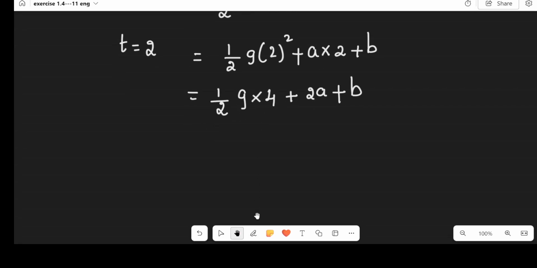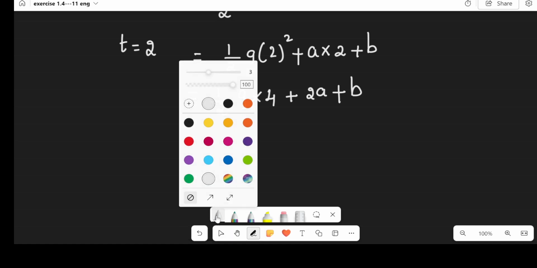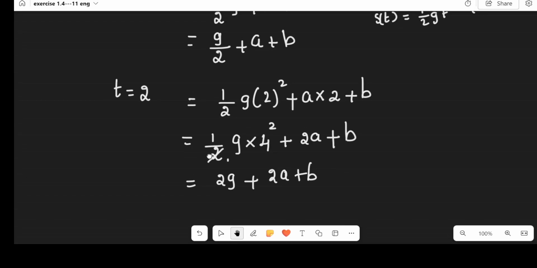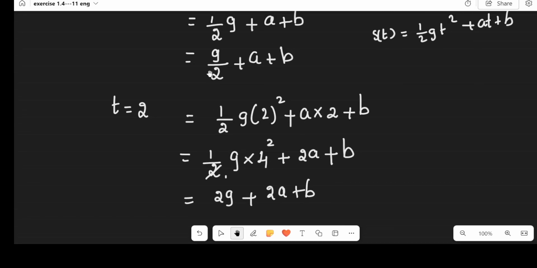So after simplification we can cancel: 1 by 2, 2 2s are 4, so 2g plus 2a plus b. This is the second answer. We can check whether these are different values or not. This is g by 2 plus a plus b. This is different. Both are different, right?